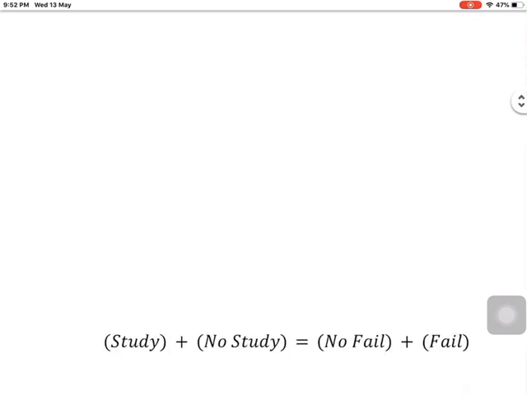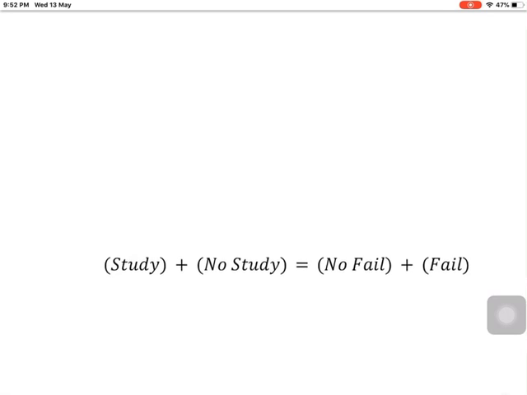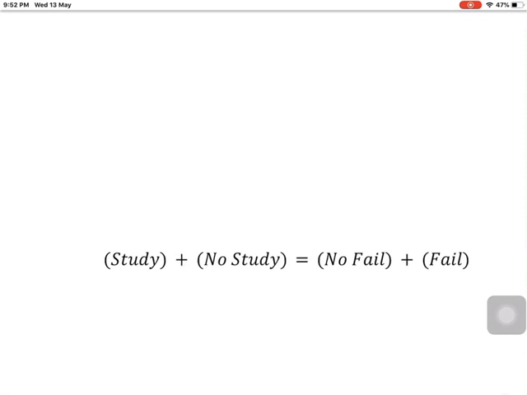So we've got two so-called equations: study equals no fail, and no study equals fail. We're going to add up these two equations. So it's going to be study plus no study equals no fail plus fail. The left hand side of both equations add up, and the right hand side of both equations add up. So we combine those two using addition, and it becomes study plus no study equals no fail plus fail.